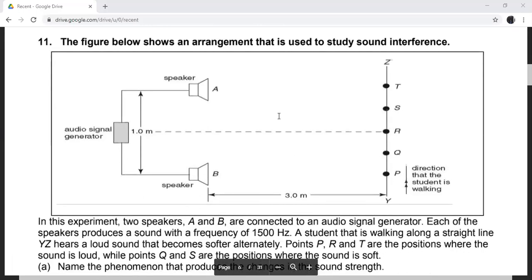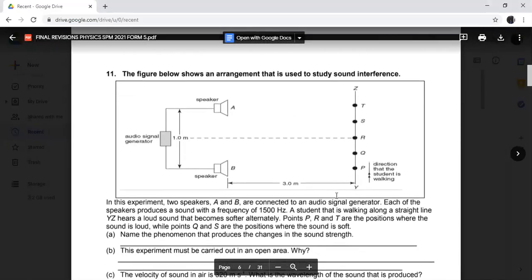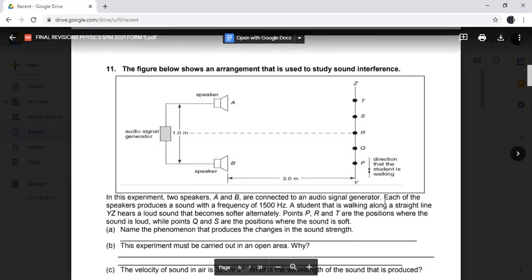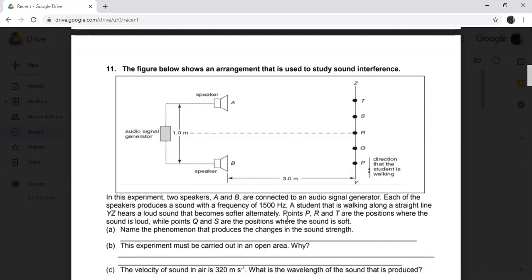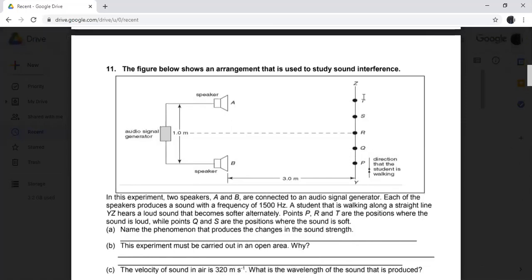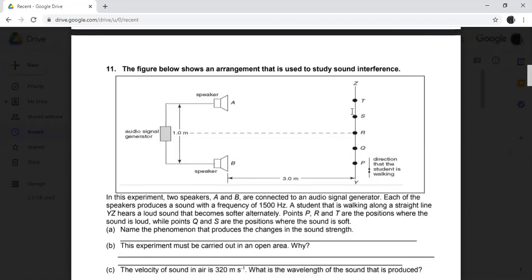Another question of interference, this time sound. Again, the figure below shows an arrangement that is used to study sound interference. I think most of you did this question with me in the class earlier. In this experiment, two speakers A and B are connected to an audio signal generator. Each of the speakers produces a sound with a frequency of 1500 Hertz. A student walking along a straight line YZ hears a loud sound that becomes softer alternately. Points P, R, and T are the positions where the sound is loud. That means P, R, and T are constructive interference points. Q and S are soft, so destructive interference points.